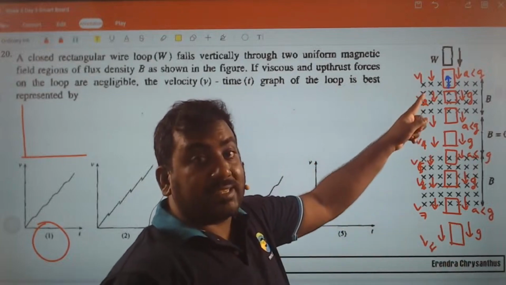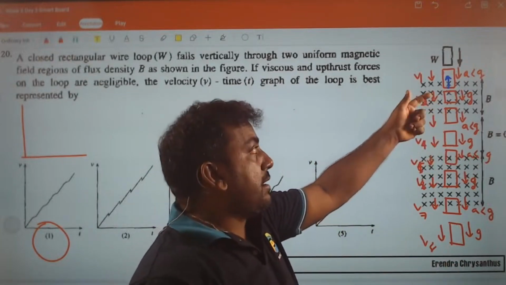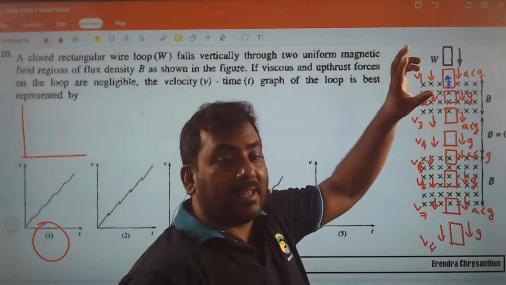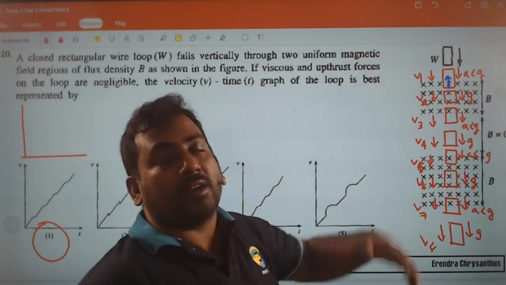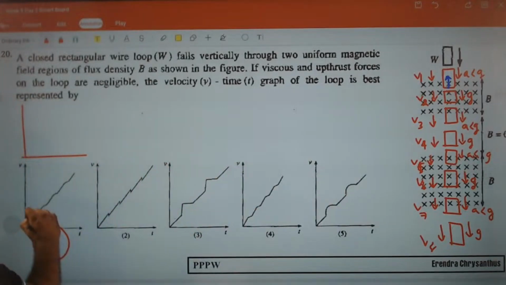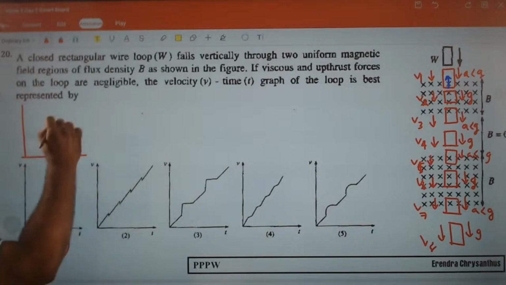When the velocity is increasing, the induced EMF will also what? Increase. Induced EMF increases, force will increase. Force will increase means acceleration will decrease. So the deceleration will occur. The rate it changes will reduce. So here deceleration, again curve, curve, curve. That's how it goes.